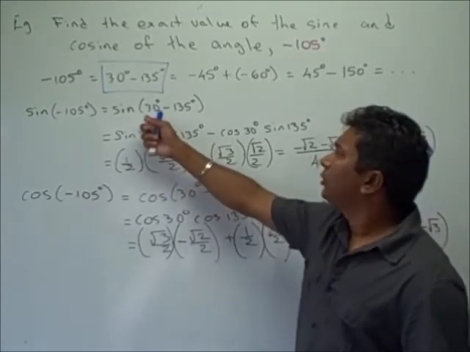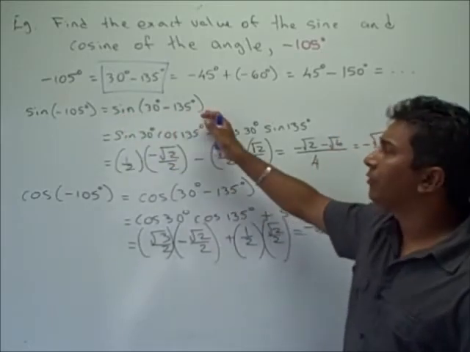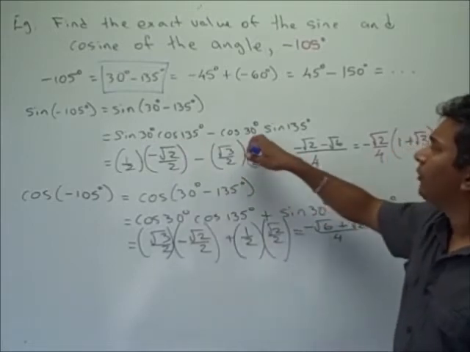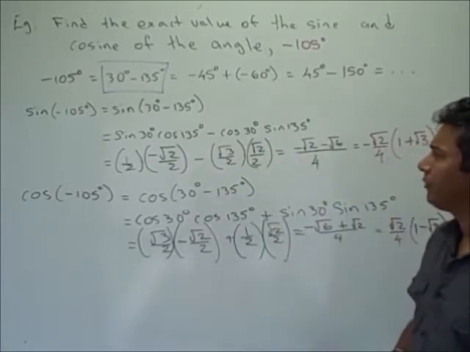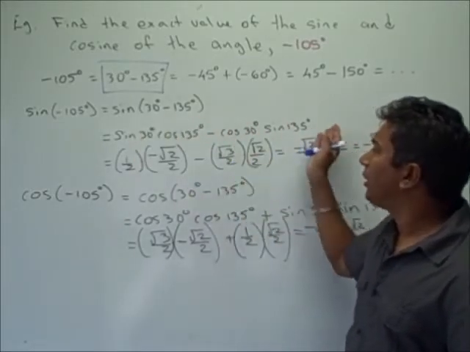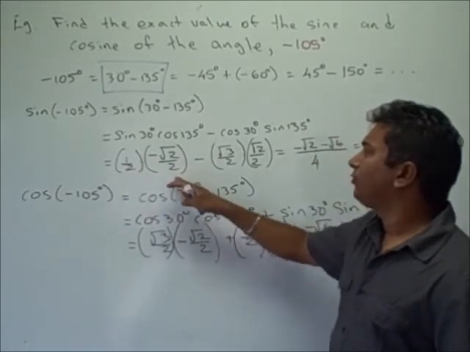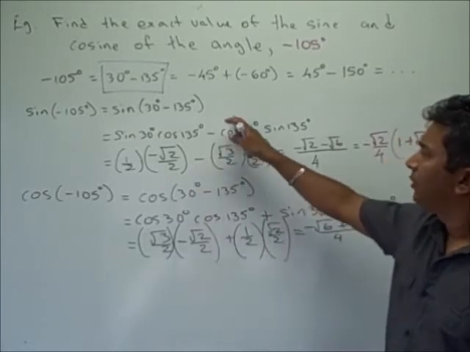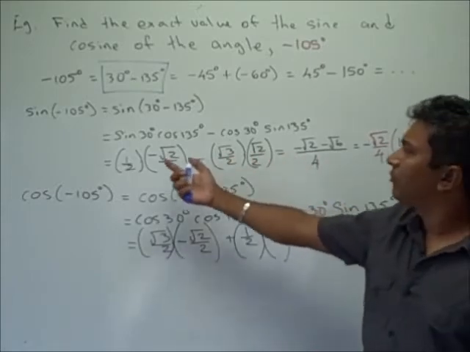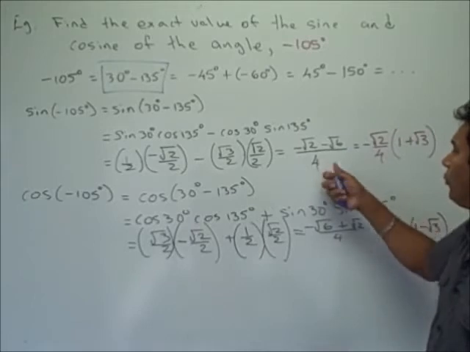Expanding this using our sum and difference identities, the sine of 30 minus 135 is the sine of 30 times the cosine of 135 minus the cosine of 30 times the sine of 135. From our unit circle, we can get the corresponding values for each of these angles. So now we have 1/2 times the negative square root of 2 over 2 minus the square root of 3 over 2 times the square root of 2 over 2. And this simplifies to give us negative square root of 2 minus the square root of 6 over 4.